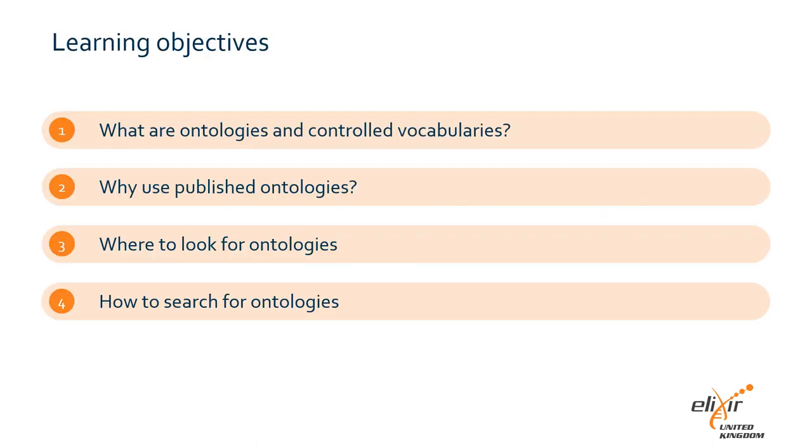In this RDMbite, you will learn what ontologies and controlled vocabularies are and why it is important to use published ontologies where possible. We will discuss where you can find ontologies, and we will give two examples of how to use repositories to search for relevant ones.